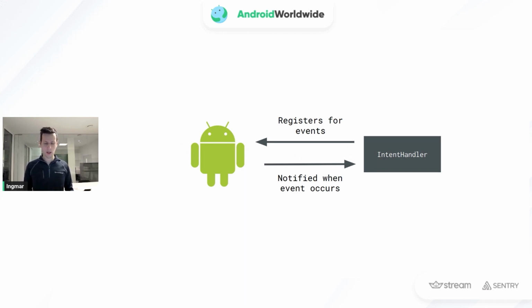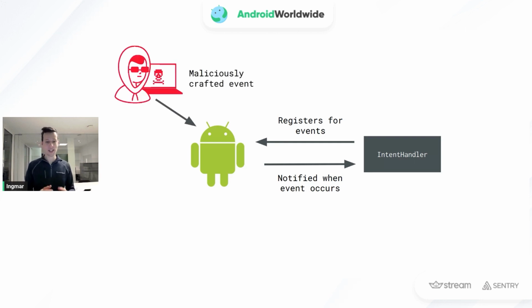Okay. And then there's this one mantra that's always in the head of somebody trying to reverse engineer an app. It's, how can I abuse this system? And after thinking about this, there's an interesting way to try to abuse this, and that's by maliciously crafting some kind of event. Okay, so to know what kind of crafting you would need to do, we need to know more about this intent handler.